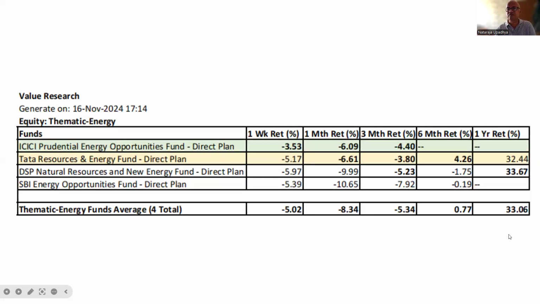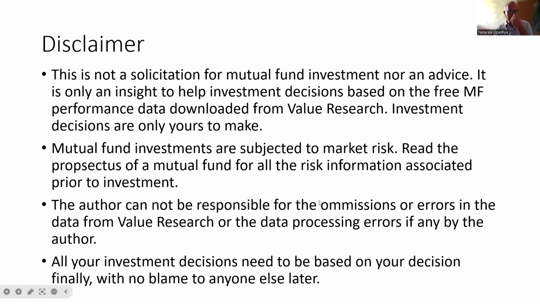Next, we are going to energy funds, 33.06% return annually, but correction in the first three short-term timelines. One in green, ICICI Prudential Energy Opportunities Fund has negative return in all timelines, but it's better than the other funds. That's why since it has above average return within the list, it is marked green. So that's not good news for energy funds.